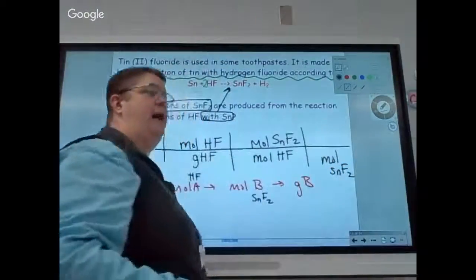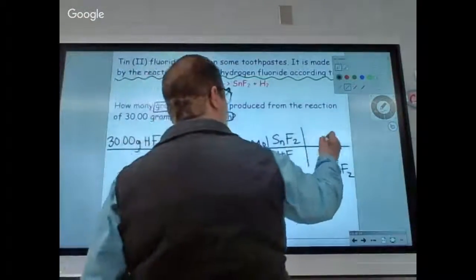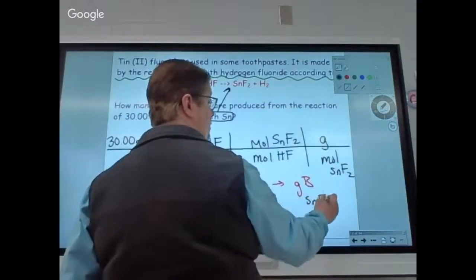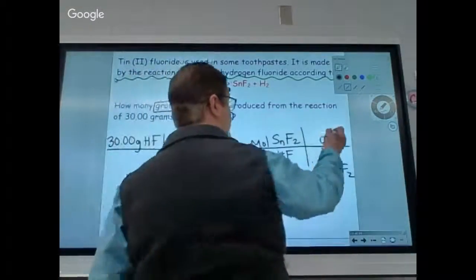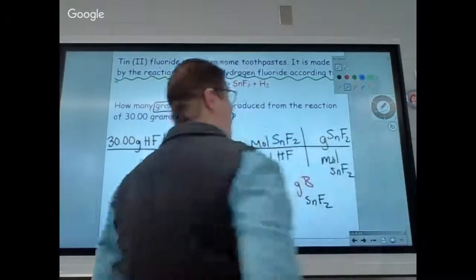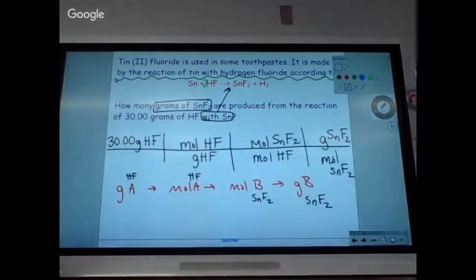Are we changing compounds? No. Nope, already did it. We're going to grams. Grams of B is still SnF2. Okay? Now, where's the mole ratio? Like this. Where's it at? Second one, third one. The third one.